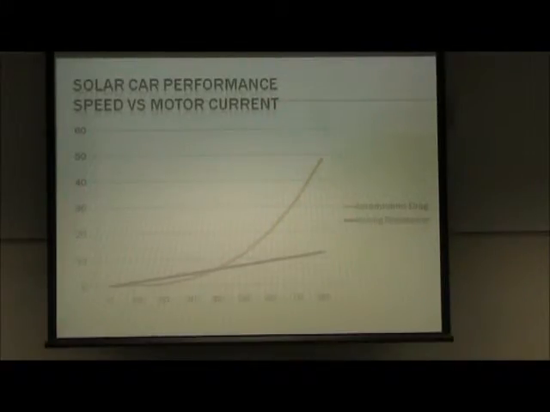So the car performance, speed versus motor current. This is a rough graph of what happened in the 0305 car with motor current coming in and speed on a flat road, no headwind, not uphill, not downhill. So you can see what happens.